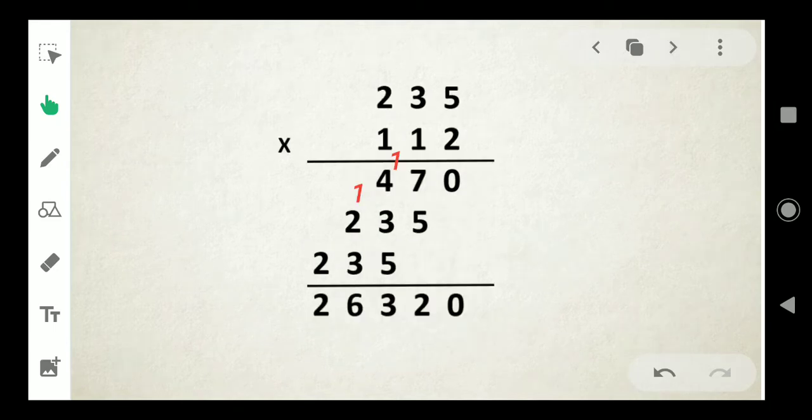Now let's see how to multiply with a 3-digit number. The same process is followed, but here we are having one more digit. That is one more digit in the hundreds place.